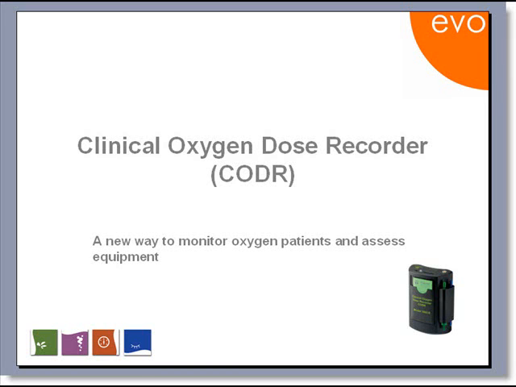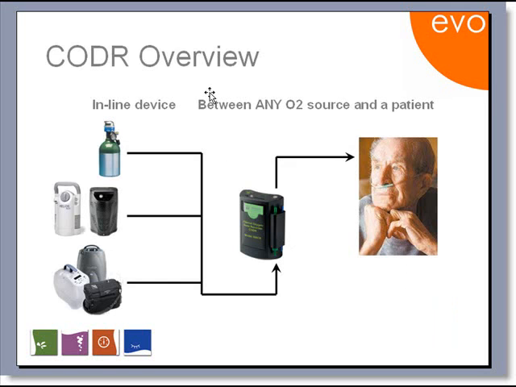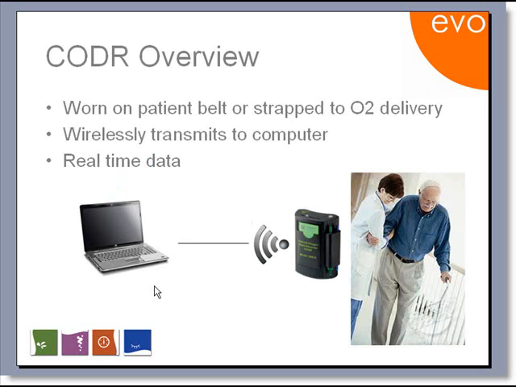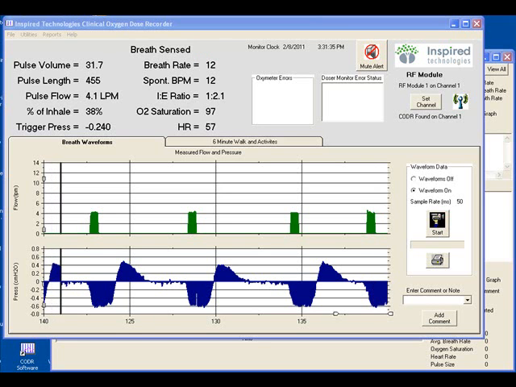Hi, and thanks for joining us for this overview of the clinical oxygen dose recorder, which we refer to as the CODR. The CODR is an inline device that goes between any oxygen source and a patient. It can be single lumen or dual lumen, or it can even be room air. The CODR is a small product that is worn on the belt and then transmits wirelessly to a computer up to 300 feet away. The CODR software has three primary screens and several reports.